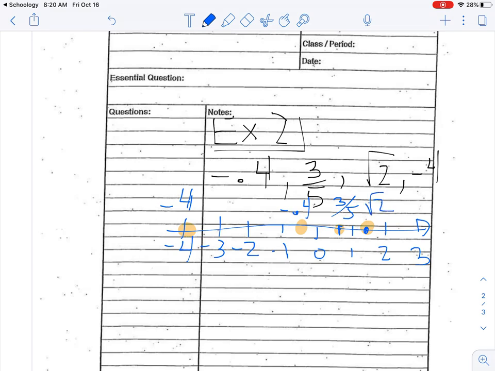So now I've just ordered it. I could also figure out the square root of 2 by doing square root of 2 on my calculator. This is how you would order fractions, rational numbers, and irrational numbers.